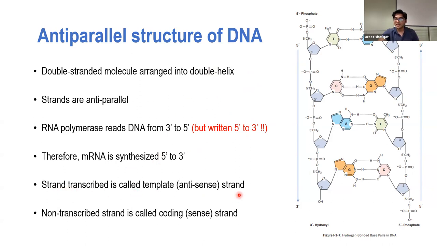DNA is composed of two strands. The template strand, which is the strand you make mRNA from, the strand that RNA polymerase binds to, is called the template or antisense strand. Again, it goes from 3' to 5'. The non-transcribed strand is called the coding strand or the sense strand.